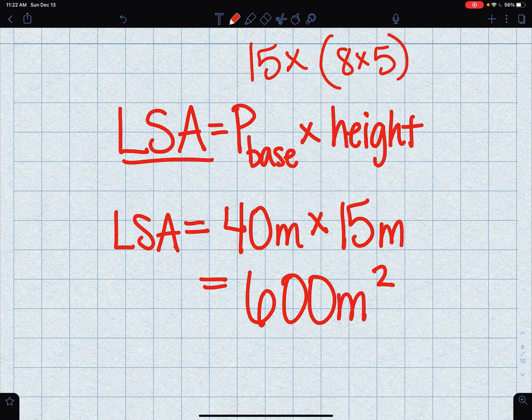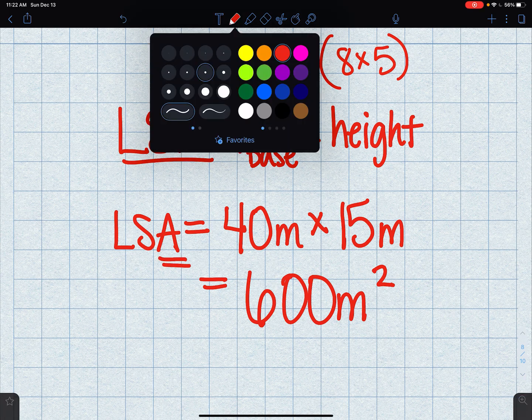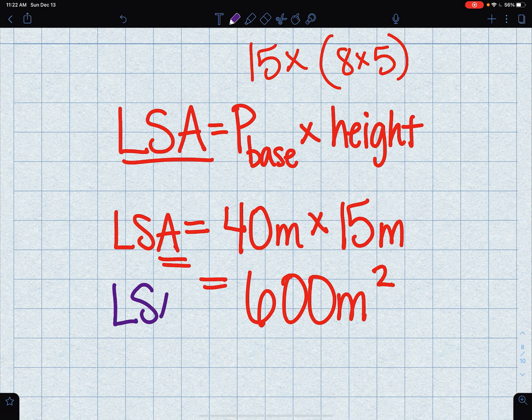Why is it squared? Because this is an area. And so make sure you get your units right. It's an area, so it's meters squared, because meters times meters gives you meters squared.